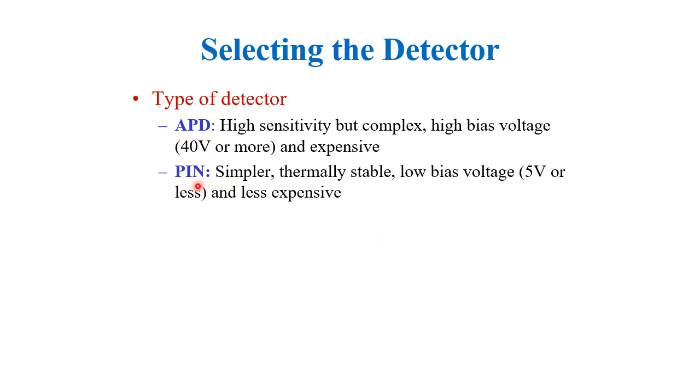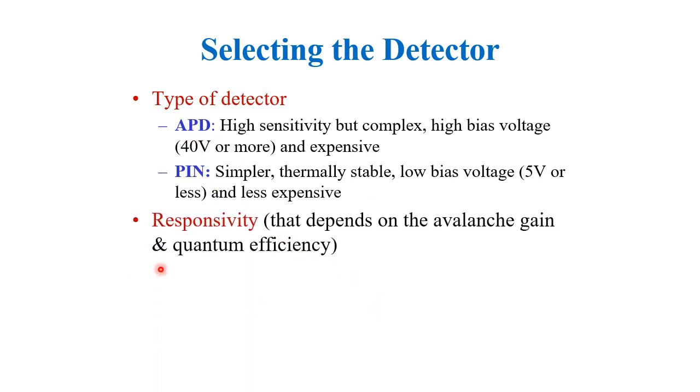If you select a PIN photodiode, it will be simpler and thermally stable, with a low bias voltage in the range of 5 volts or less, and it is less expensive. Obviously, based upon the application, we can select either an avalanche photodiode or a PIN photodiode as the detector.